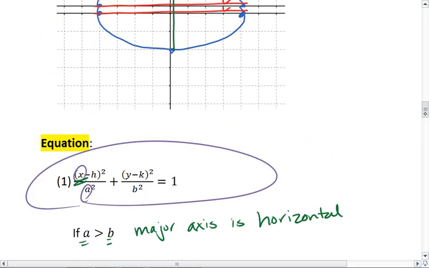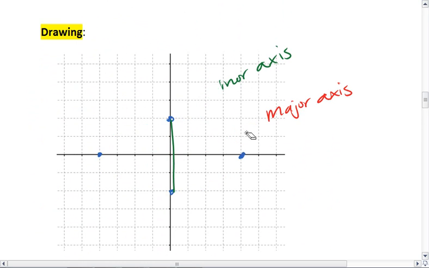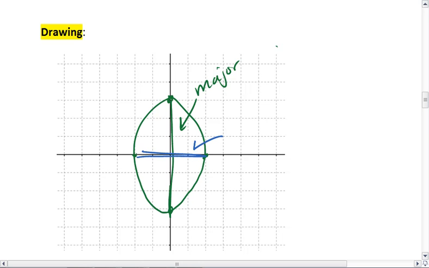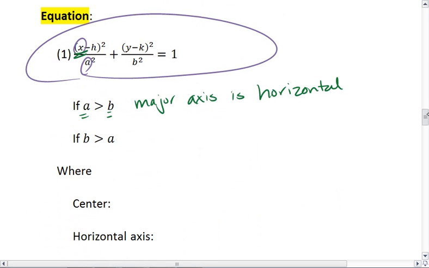If, however, b is greater than a, what that means is that our major axis is vertical. It runs in the same direction as our y-axis. So we get our major axis is vertical.